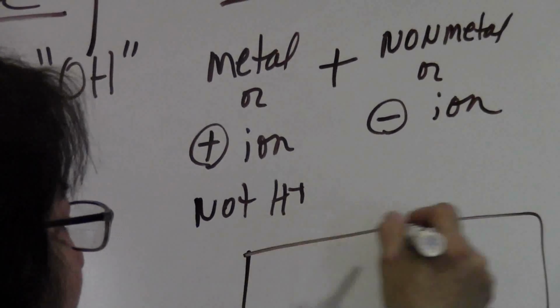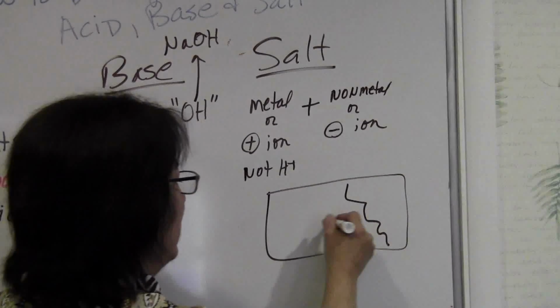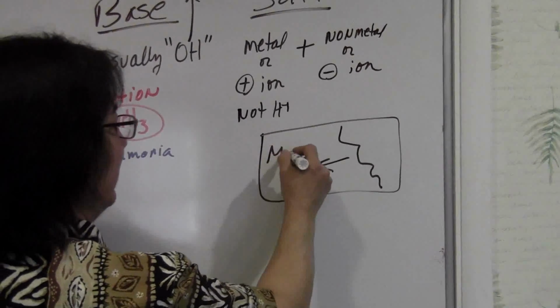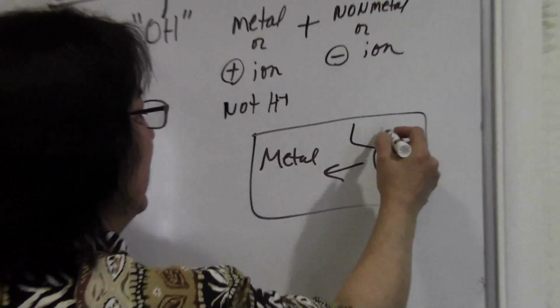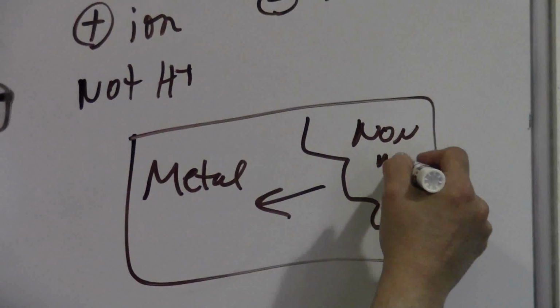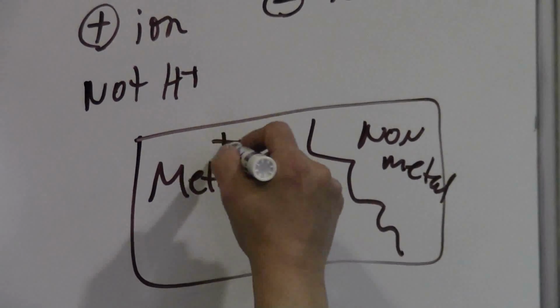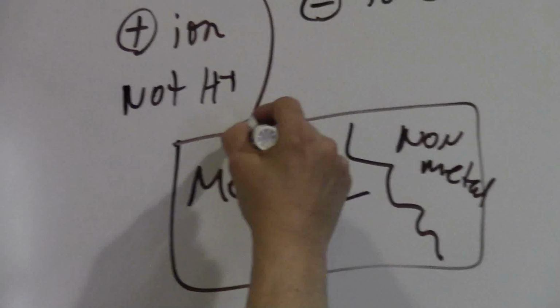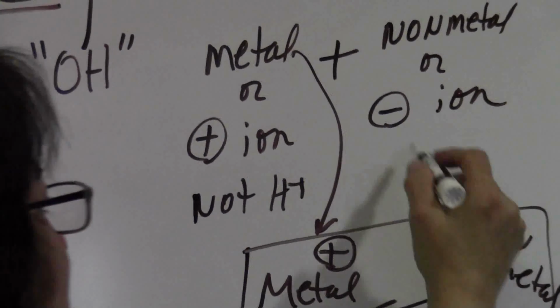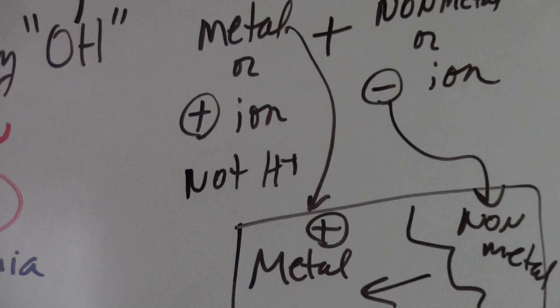What's a nonmetal and a metal? Remember the staircase on the periodic table? Anything to the left of the staircase is a metal. Anything to the right is a nonmetal. And metals tend to be positively charged. And nonmetals tend to have oxidation numbers that are negative.